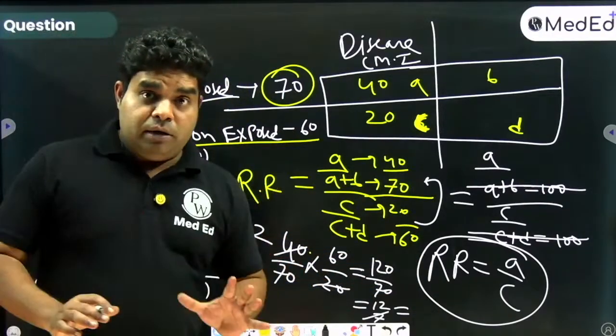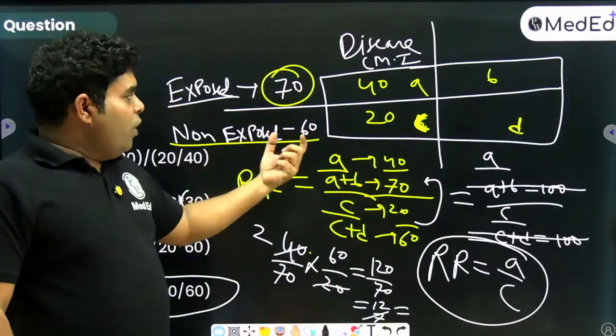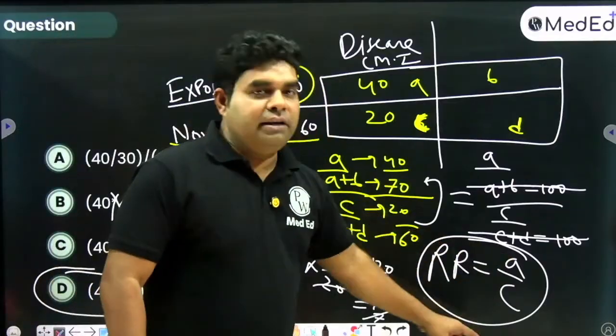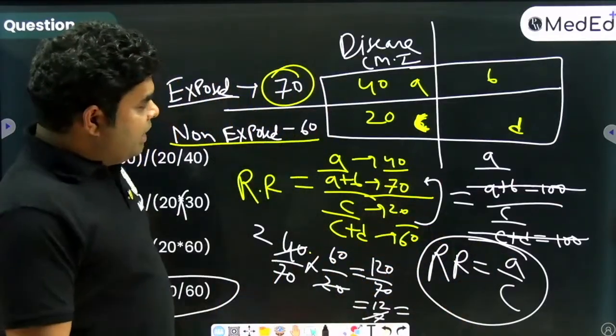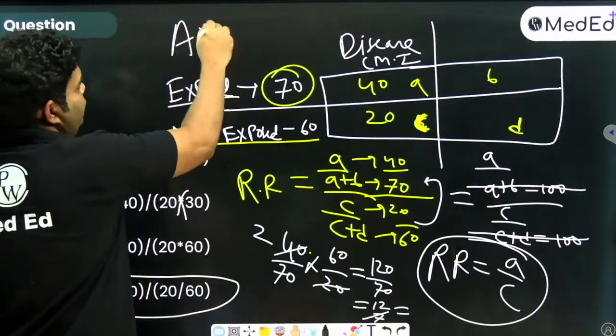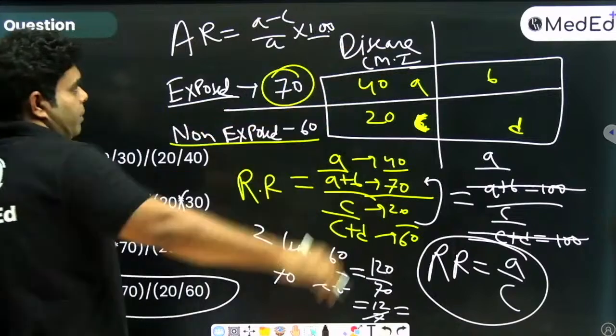But do remember, mostly when they give this numerical in exam, they will put exposed, non-exposed both equal, like 100, 100, and then you just have to do A by C, relative risk will come. And if they are both 100, 100 equal, then the formula of attributable risk will be A minus C by A into 100, and you will get attributable risk.